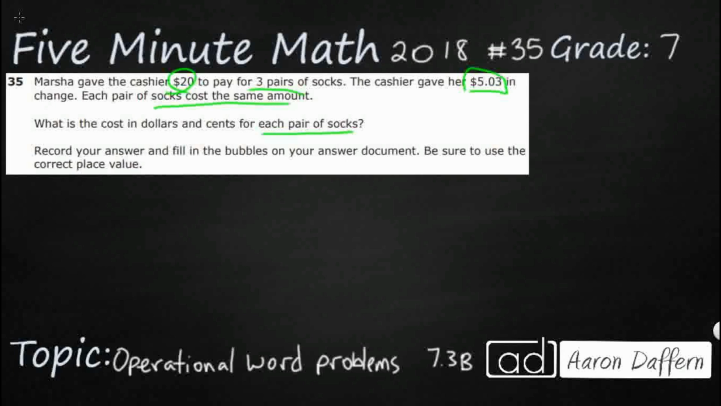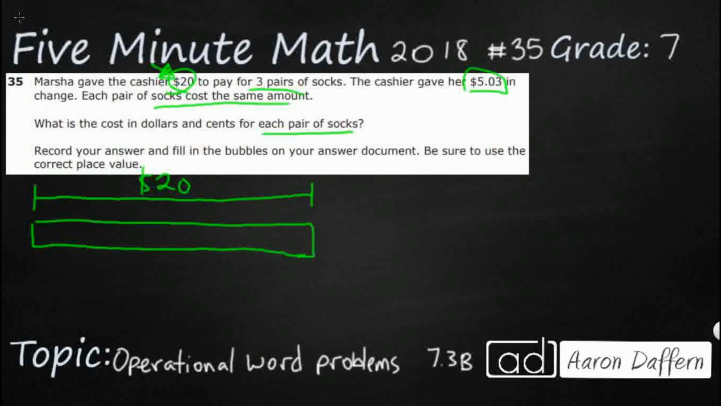Well, let's draw a strip diagram to represent what exactly is going on, because I think once we see what's happening, it's a pretty straightforward problem. So, what is the total amount? Well, the total amount is actually this right here. That's the amount of money that she gave the cashier, a $20 bill. And these 3 pairs of socks, there's 3 of them. They each cost the same amount. The only other thing we really know is the change.